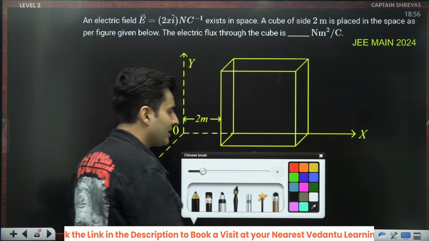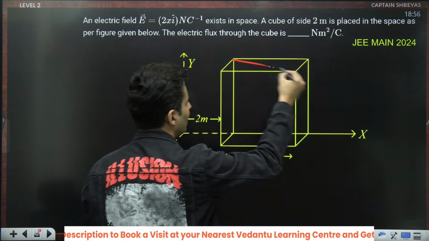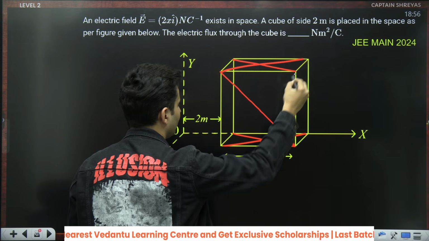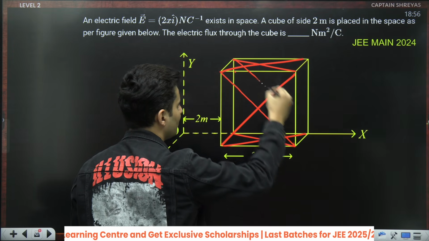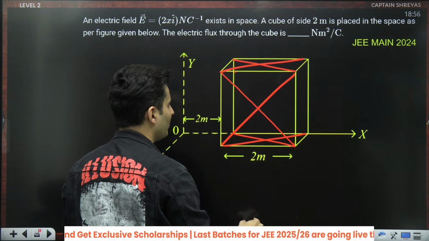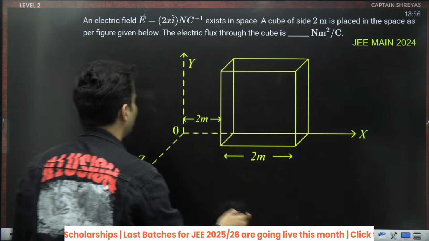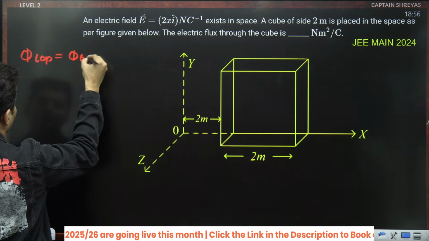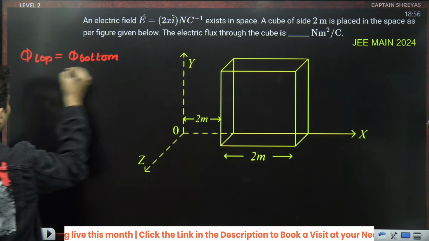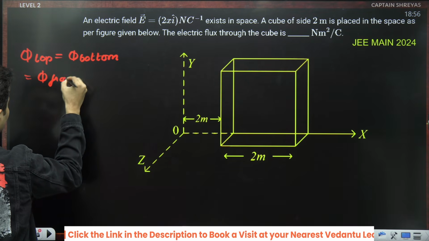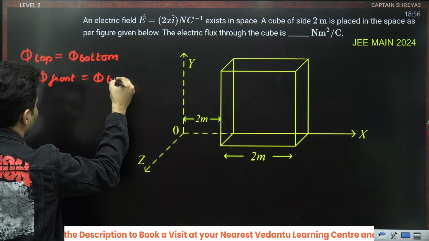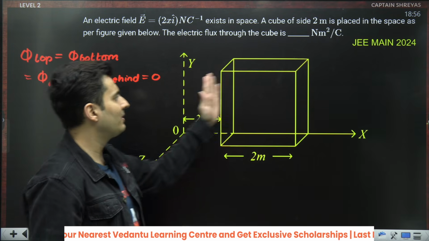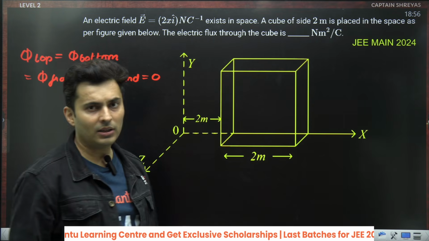That means the sides which do not experience flux are this, this, and even this, and even the one which is behind. I hope you are able to visualize it. Basically, the flux through the top, the bottom, the front face, and the face which is behind, all these faces the flux is 0. The only place where the fluxes are there is on the left face and on the right face.